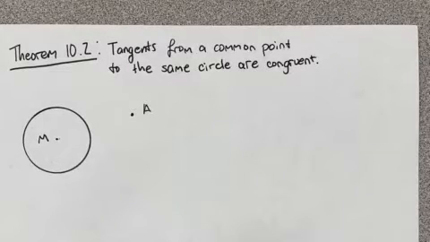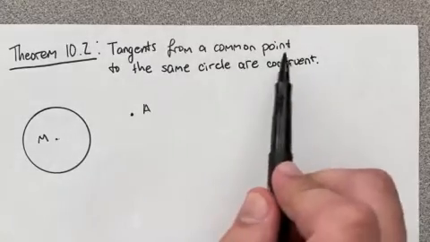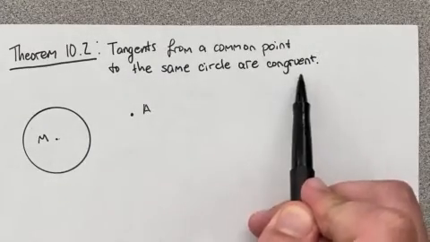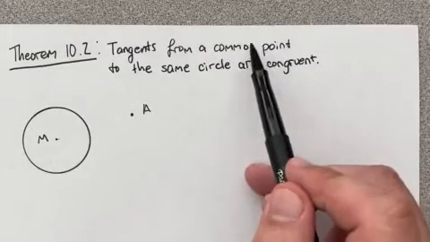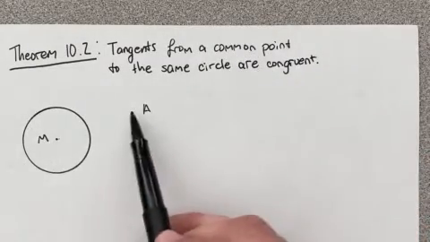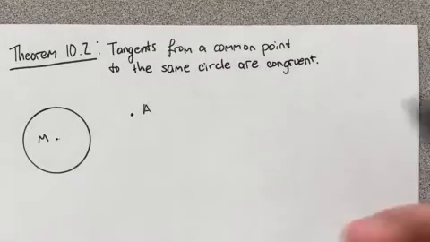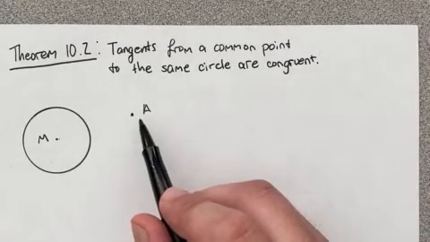So we're going to talk about Theorem 10.2. Theorem 10.2 states that tangents from a common point to the same circle are congruent. In our diagram then, we have to have some point that tangents are coming from going to a circle. So the common point that we're going to use is this point A.